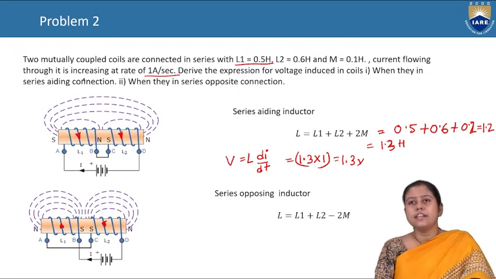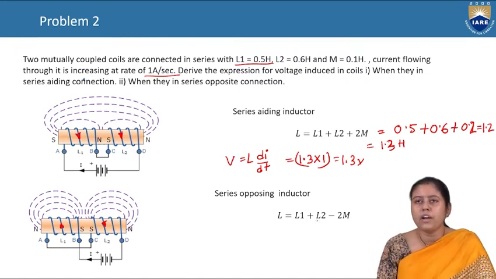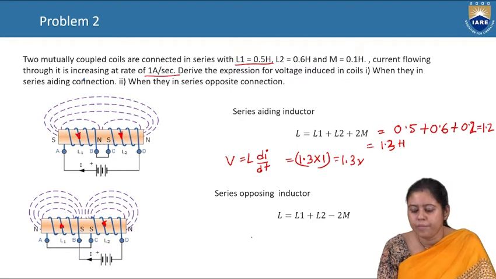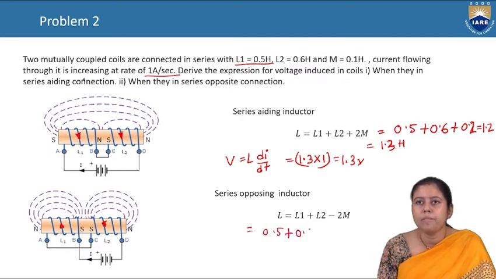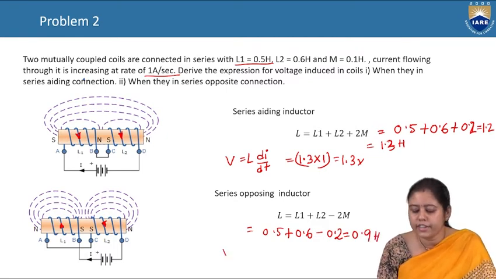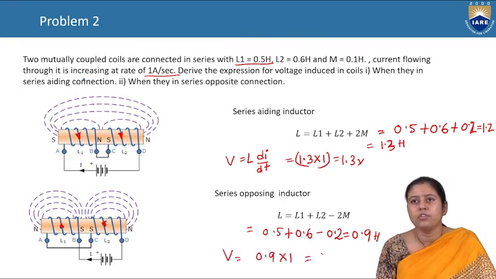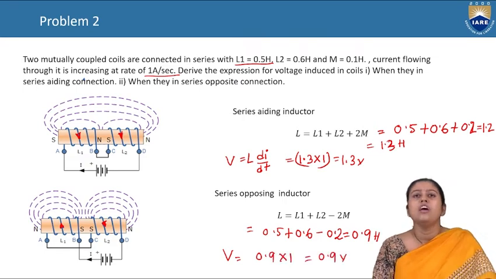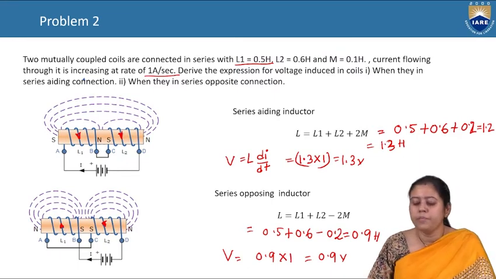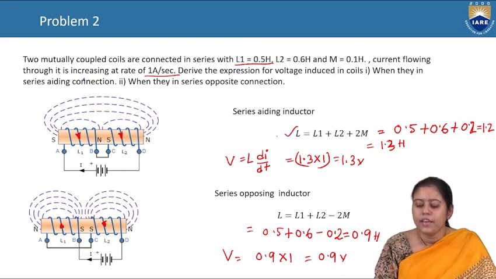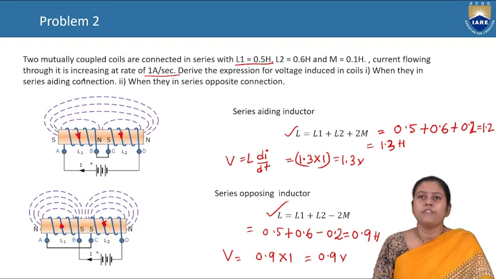If they are in the series opposing, the formula is L1 plus L2 minus 2M. So what is the value? 0.5 plus 0.6 minus 0.2. So it is coming 0.9 Henry. And what is the voltage then? 0.9 into 1 is equal to 0.9 volt. So this is one of the easy problems. The only important thing is to remember the equation of the inductor.